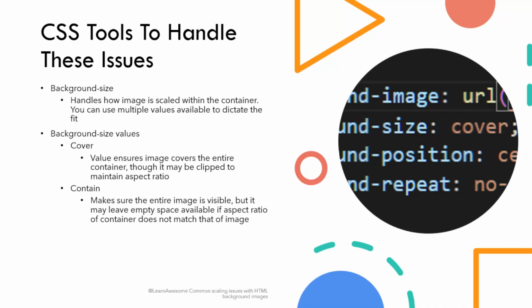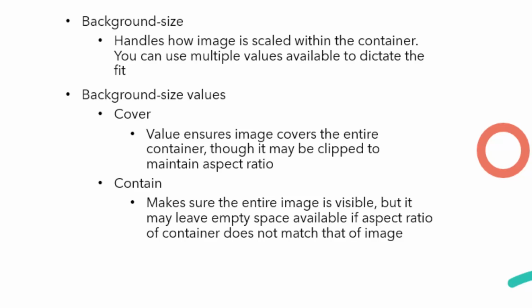Background size is the most important property for scaling. It tells the browser how to adjust the image inside the container. Background size cover makes sure the image fills the container, but it may crop parts of the image if the aspect ratio doesn't match. And background size contain ensures the entire image is visible, but this might leave empty spaces around it.